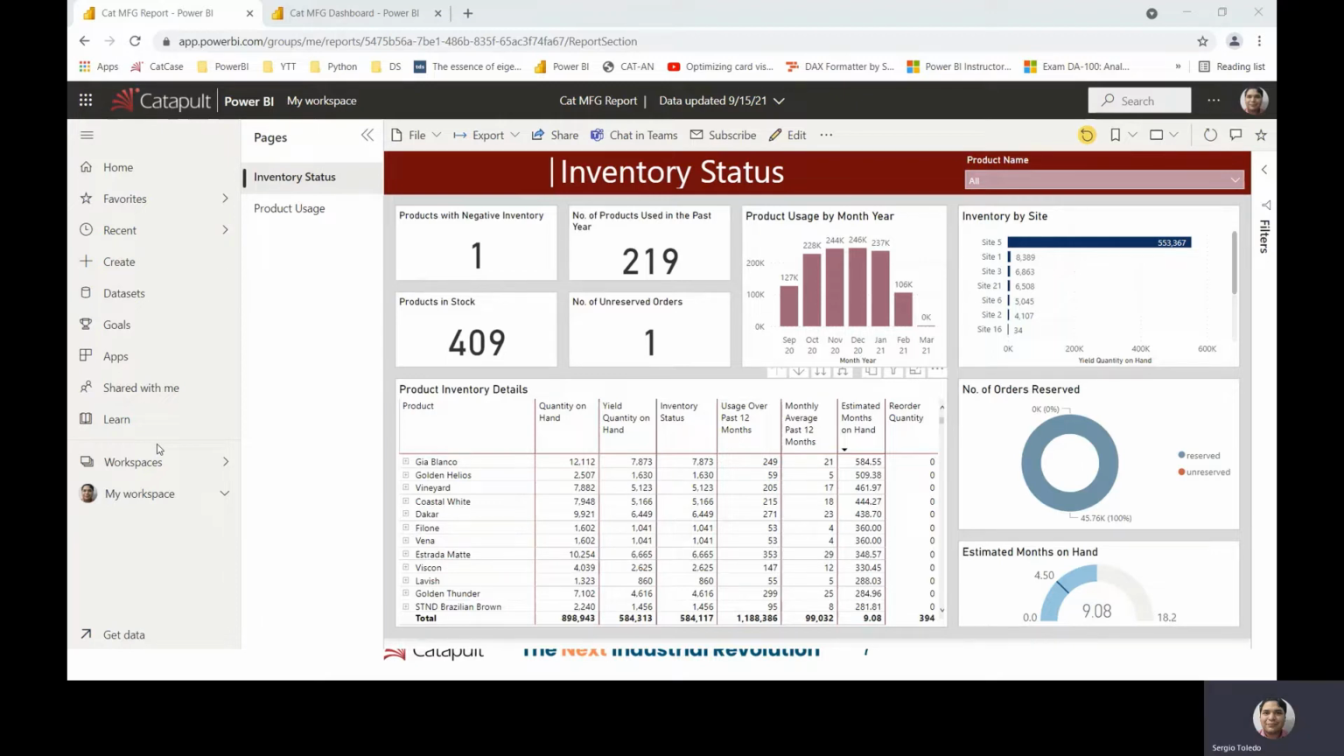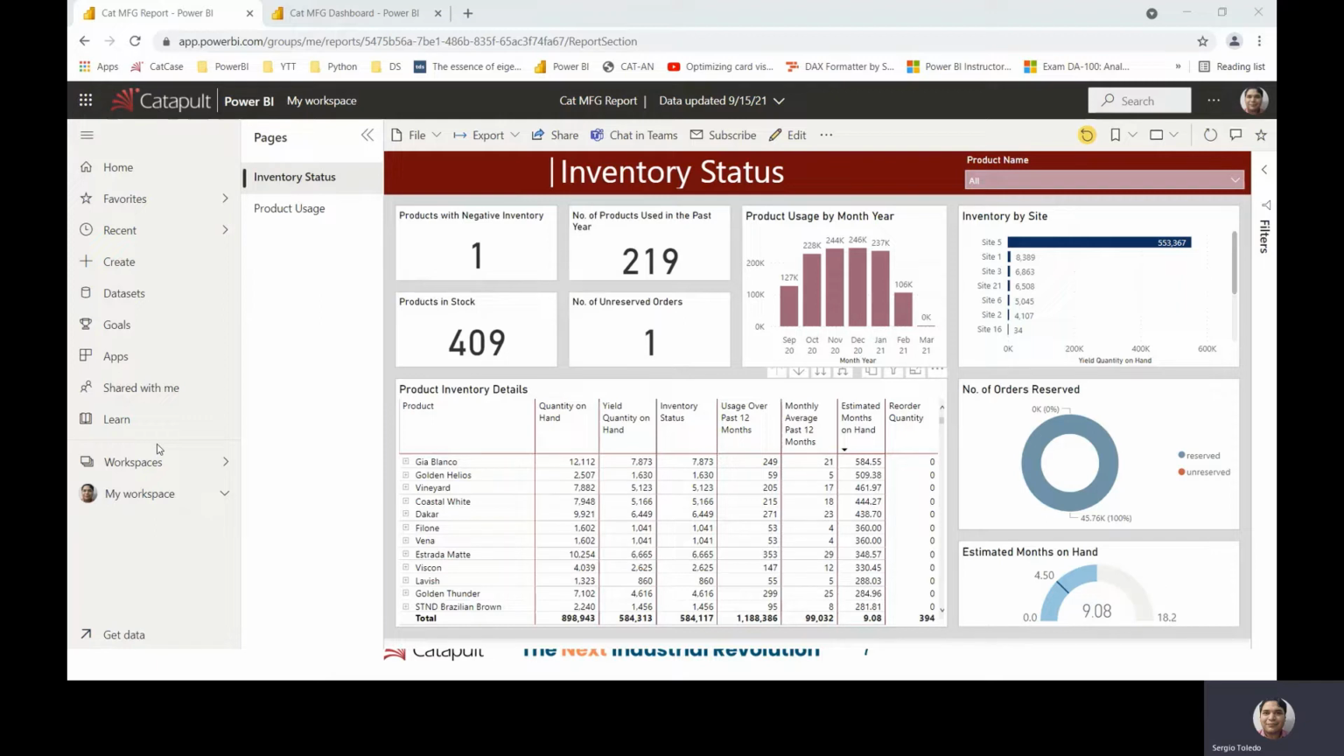So the cards are mainly for KPIs that you want to have readily available, that you want to be the first thing that the people who are viewing the report see. So with this, we have products with negative inventory. So we have one product with negative inventory.